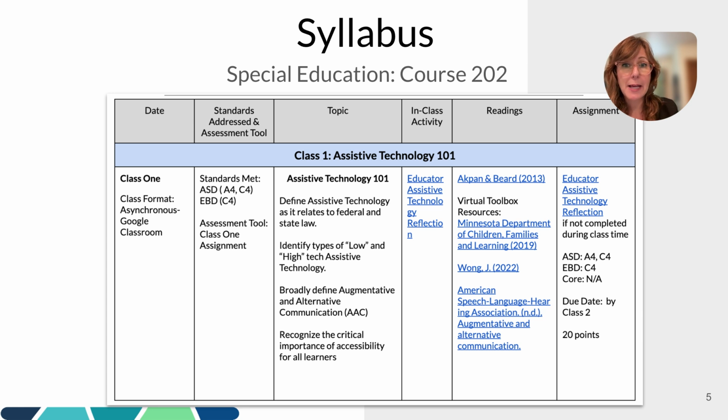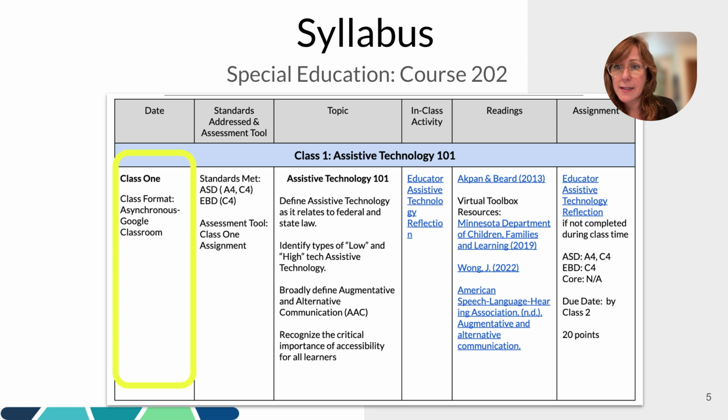Please take some time to review and orient yourself to the syllabus for this course. Your syllabus can be found in the Google Classroom. The syllabus contains all the essential information that you will need. This is an example of the syllabus grid you're seeing here on your screen right now. Each class is listed in chronological order on the syllabus grid. So let's take a closer look at what is contained on the syllabus grid.